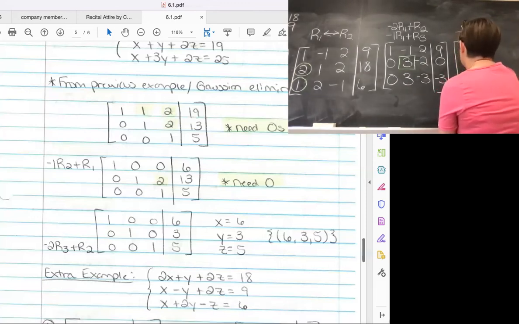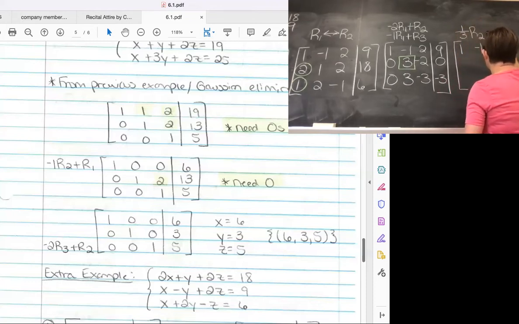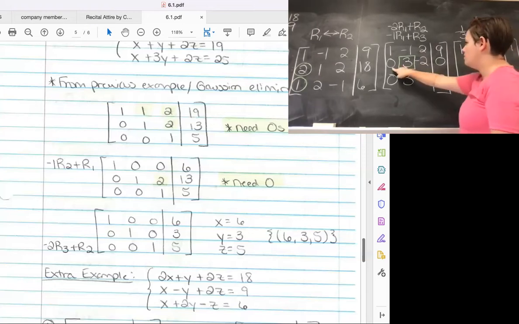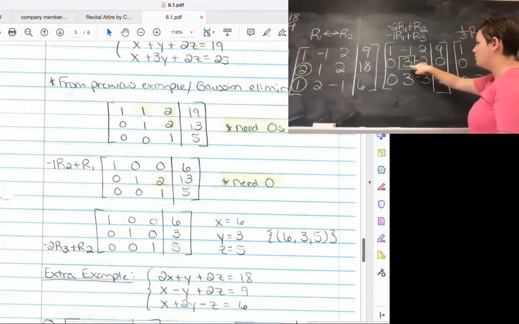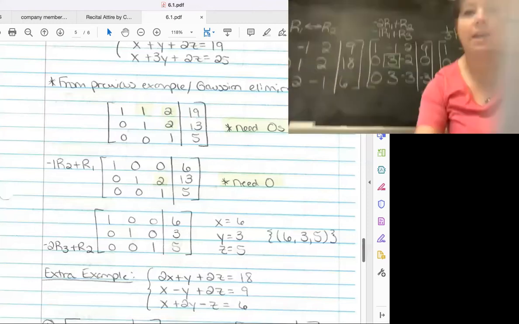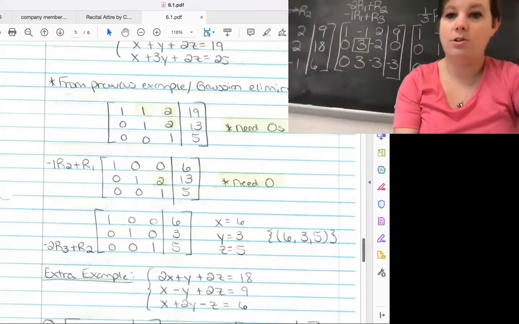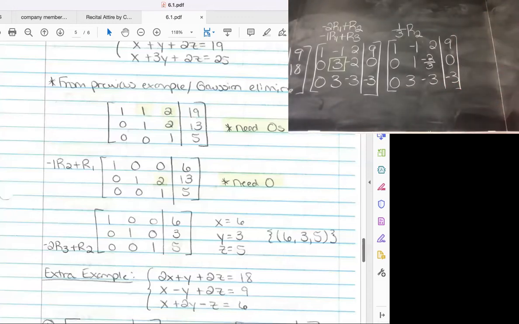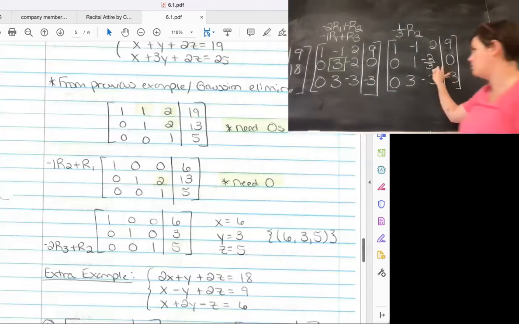So rows 1 and 3 are not going to change. 0, 3, 1/3 times 0 is 0. 1/3 times 3 is 1. 1/3 times negative 2 is negative 2/3, and 1/3 times 0 is 0. Notice that we got a negative 2/3 in there. That is okay. You can have fractions in your matrices. There's nothing wrong with it. Okay? So don't get scared just because there's a fraction in there.